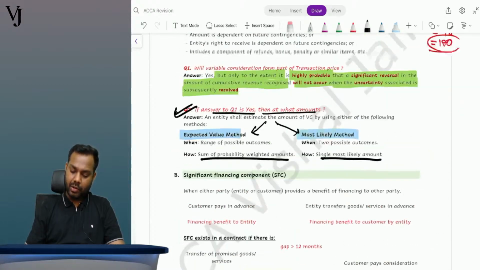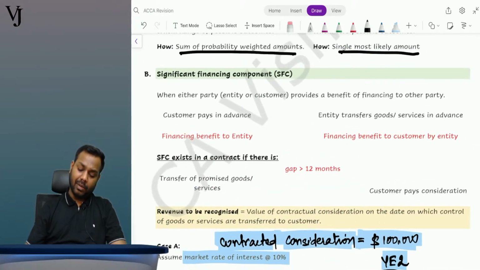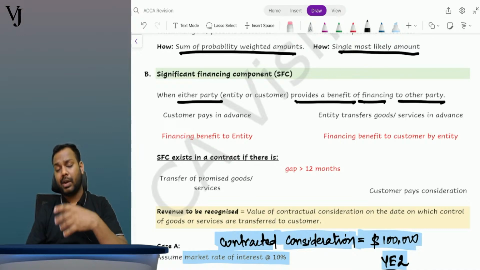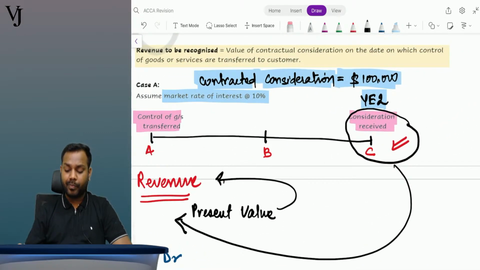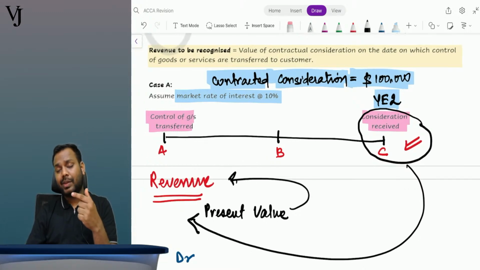Coming back to the concept, significant financing component. What is the meaning of significant financing component? It means when either party provides a benefit of financing to the other party. Now in case A, tell me who provided the benefit of financing to whom? The entity provided the benefit of financing to the customer.